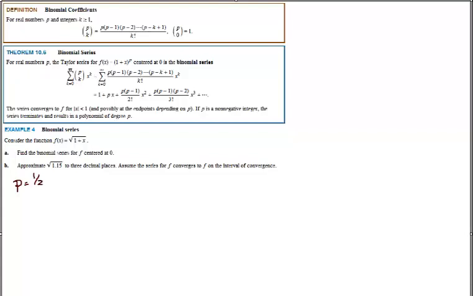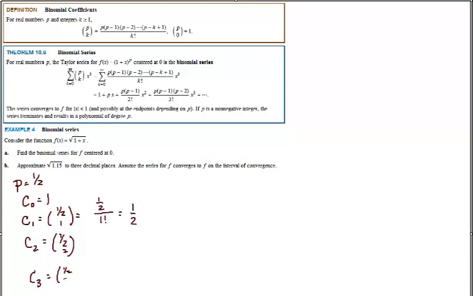our first coefficient would be equal to 1. Our second coefficient, or C1, would then be, perform this operation right up here, from 1/2 and 1. If I do that, I'll get 1/2 in the numerator, and I'll get 1 factorial in the denominator. This will yield 1/2. C2, or the third coefficient, would be 1/2 choose 2. C3 would be equal to 1/2 choose 3, and you'll just perform that computation.